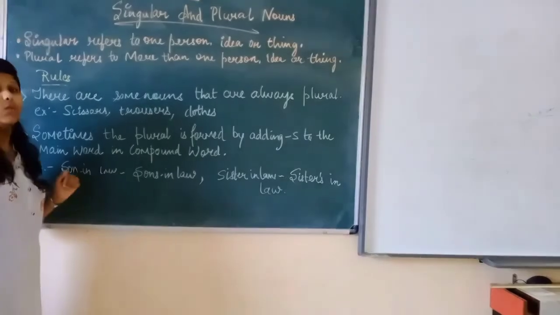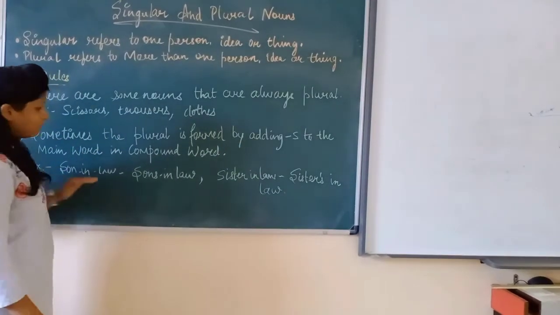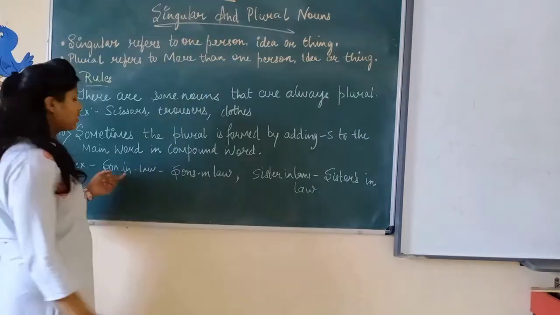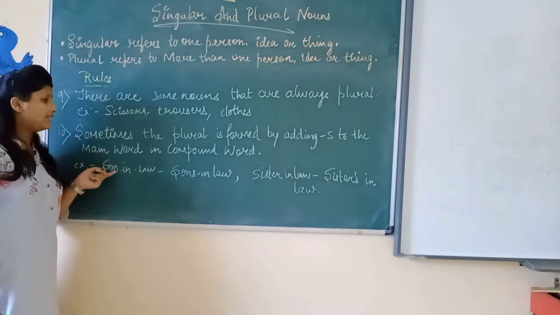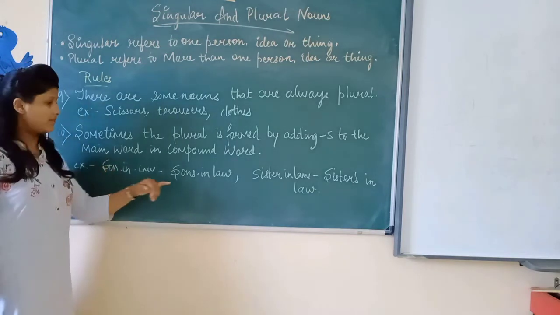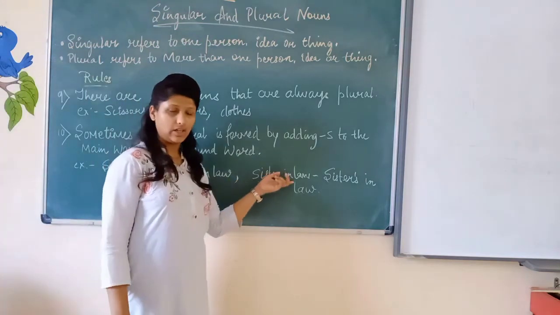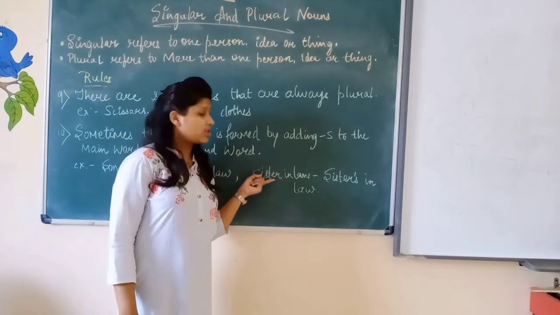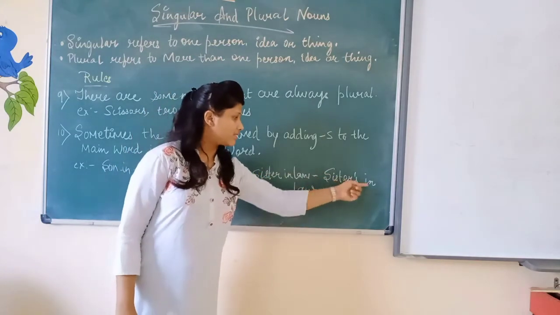According to this rule, we are going to add s to the main word in the compound word, like son-in-law. So, we are going to add s to the main word, that is son. So, it becomes sons-in-law. Likewise, in sister-in-law too, sister is the main word. So, we are going to add s to the word sister. Then it becomes sisters-in-law.